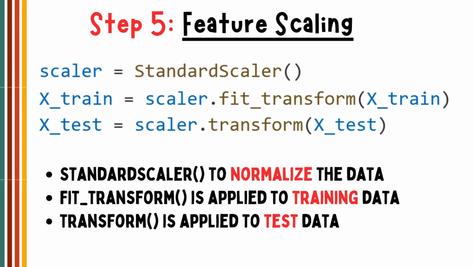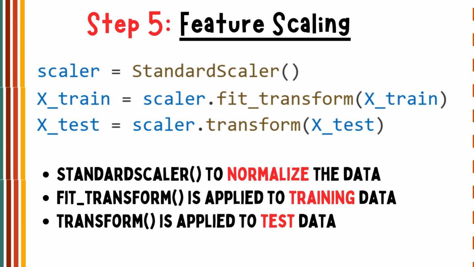Step 5. Feature scaling. Since KNN is a distance-based algorithm, feature scaling is extremely important to prevent larger values from dominating smaller ones. We use StandardScaler to normalize the data, ensuring all features contribute equally to distance calculations. fit_transform is applied to training data. transform is applied to test data using the same scaling parameters. This makes sure that our model makes fair comparisons between different feature values.